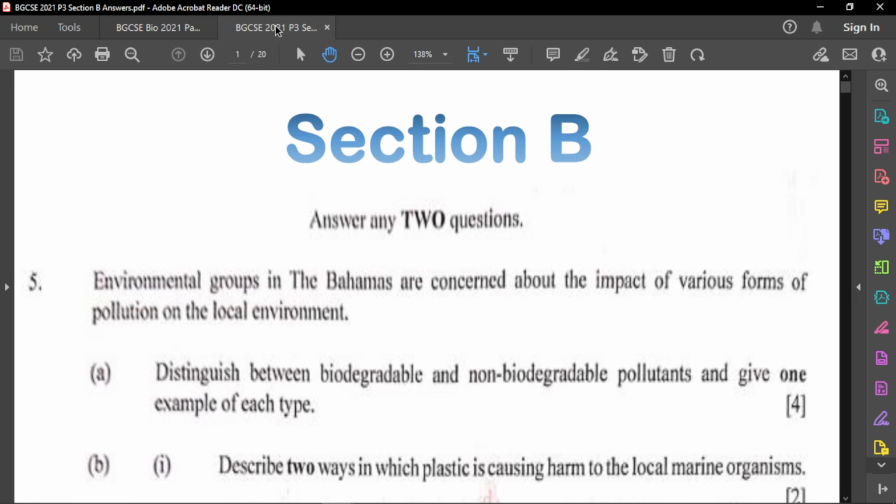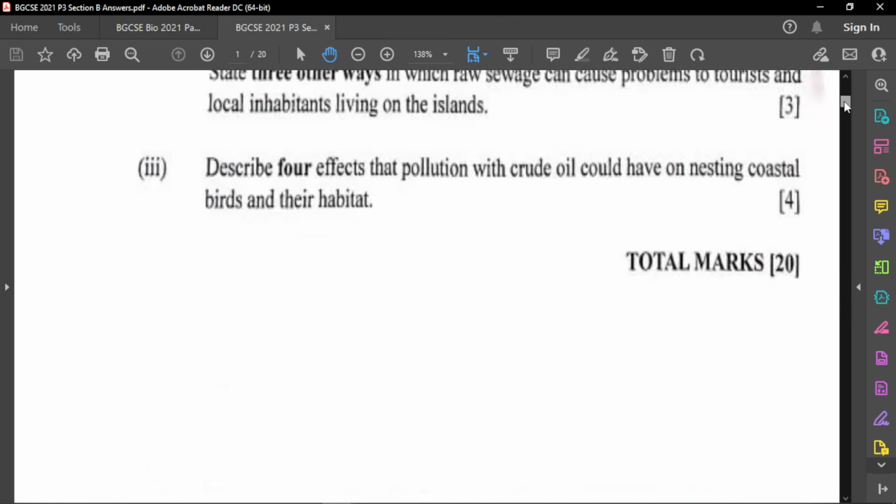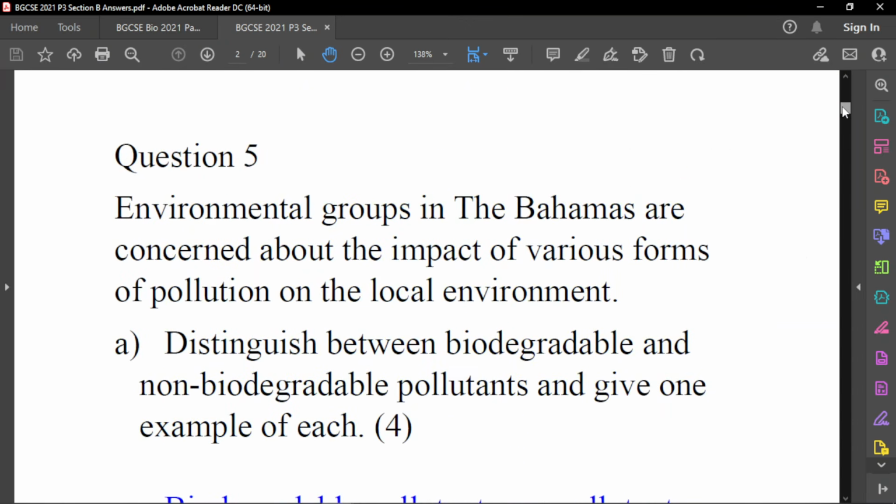Each question is worth 20 marks, all right? So section B here, let me just go to it, is in parts, if you notice. All right, so I'm going to go to a better typing here. So this is clearer. Question 5, which is the first of the 3 questions, says: environmental groups in the Bahamas are concerned about the impact of various forms of pollution on the local environment. So A is saying: distinguish between biodegradable and non-biodegradable pollutants and give one example of each. This is worth 4 marks, folks.